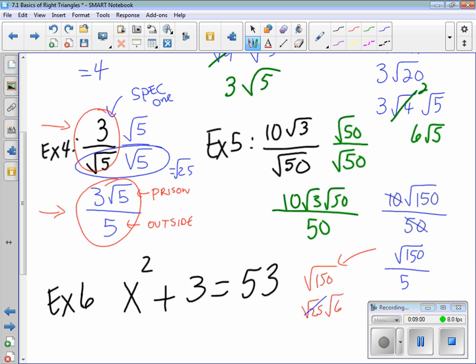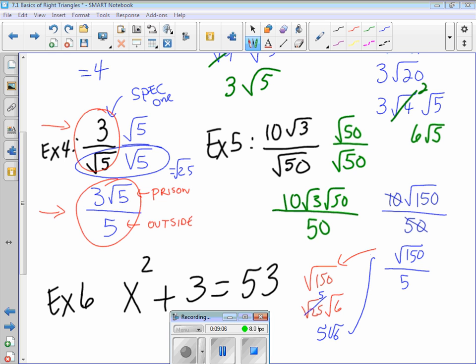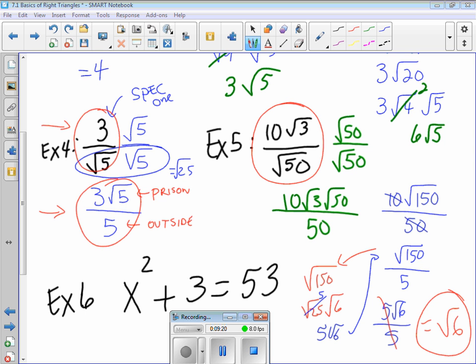This turns into a 5. So I have 5 square roots of 6. Let's take this and replace it on top. I have 5 square roots of 6 all over 5. The 5's cancel, and I have square root of 6. Now, I hope that you all agree that that is a much simpler way of writing all that mess. Okay, but it took us some time to get there.